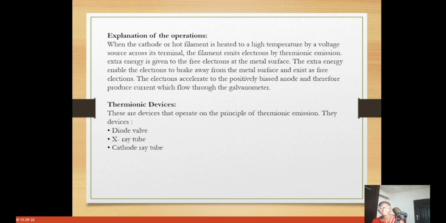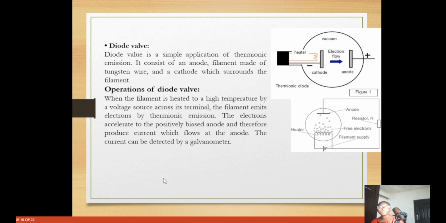Thermionic devices are devices that operate on the principle of thermionic emission. These devices are the diode valve, the X-ray tube, and the cathode ray tube. The diode valve is a simple application of thermionic emission. It consists of an anode, a filament made of tungsten wire, and a cathode which surrounds the filament.